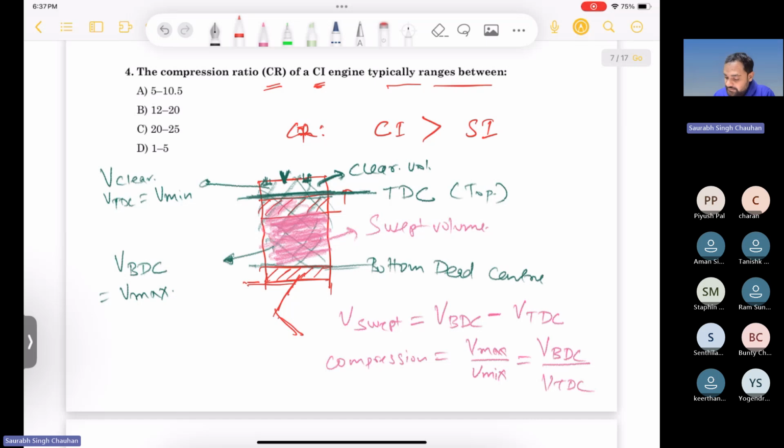So compression ratio of CI engine is typically in what range? So 5 to 10.5 or 12 to 20 or 20 to 25. The correct option here is 12 to 20. Okay, so compression ratio of a CI engine can be like 15 or 17 or 18, something in that range. Compression ratio of SI engine or spark ignition engines are usually less than that of CI engine. Okay, so compression ratio of SI engine is usually in this range 5 to 10.5, and for diesel engine it is in this range 12 to 20.